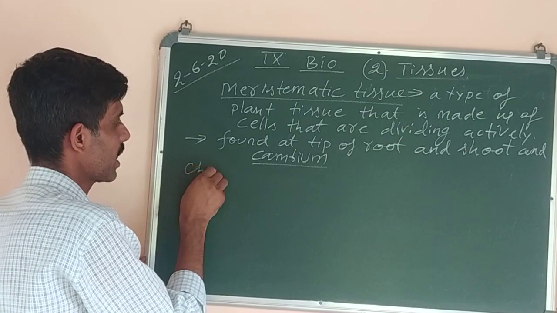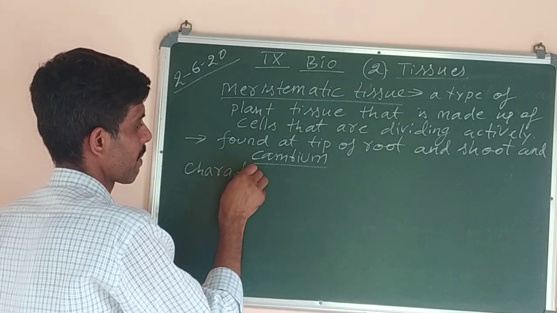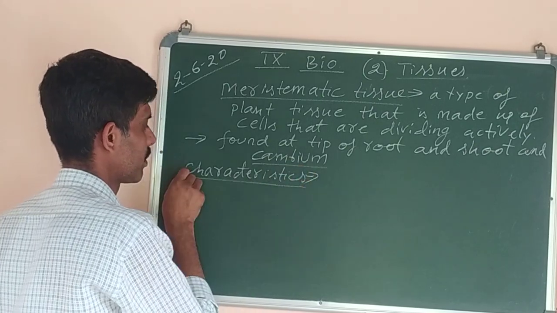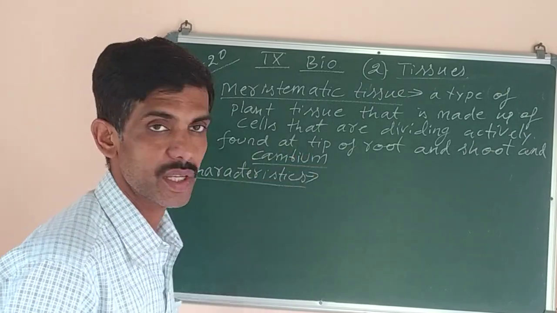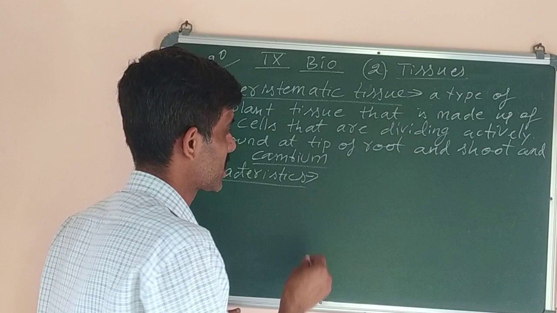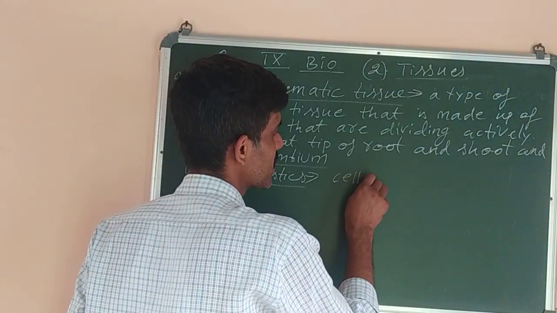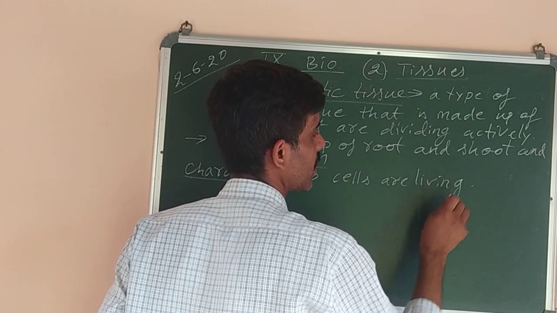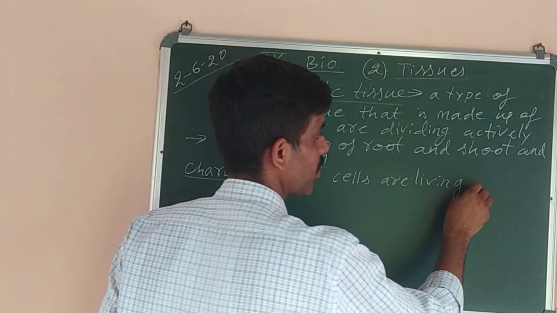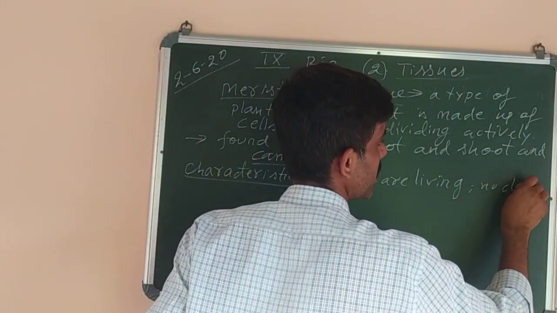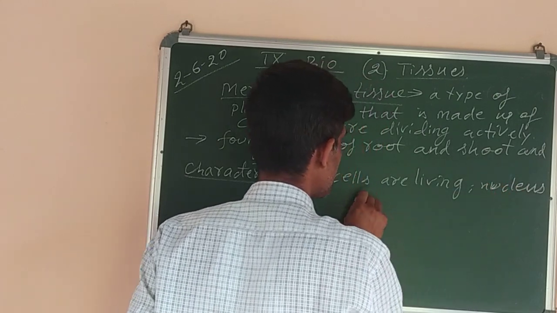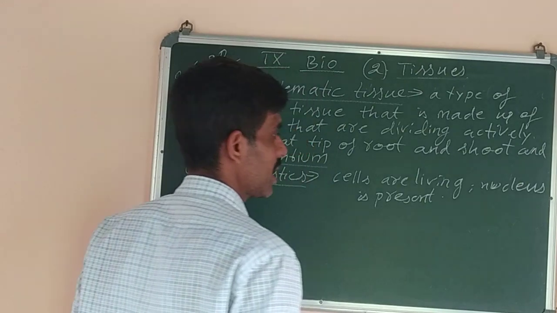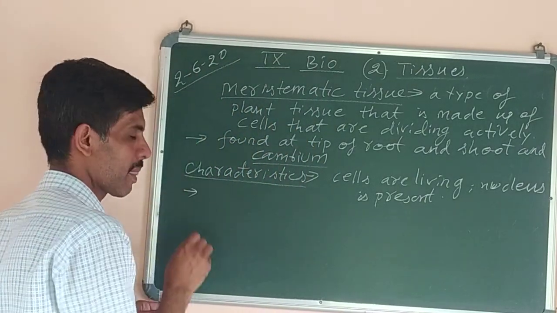Now what are some of the characteristics of meristematic tissue? Since it is a tissue, it is made up of cells. First characteristic: the cells are living, meaning they have a nucleus. If it is a living cell, the nucleus is present. Cells are living, nucleus is present.